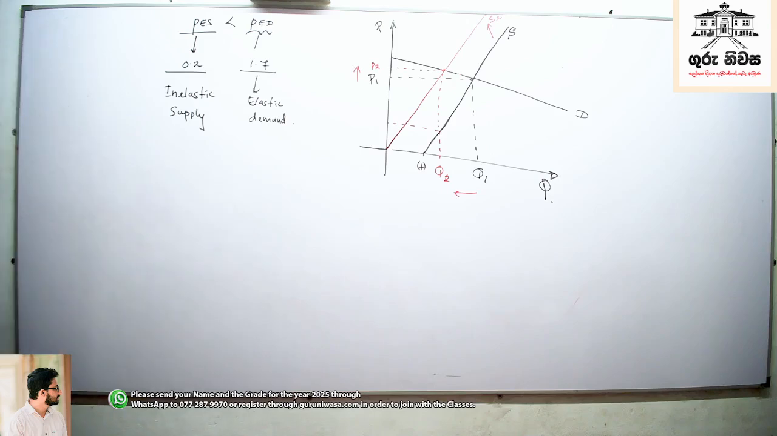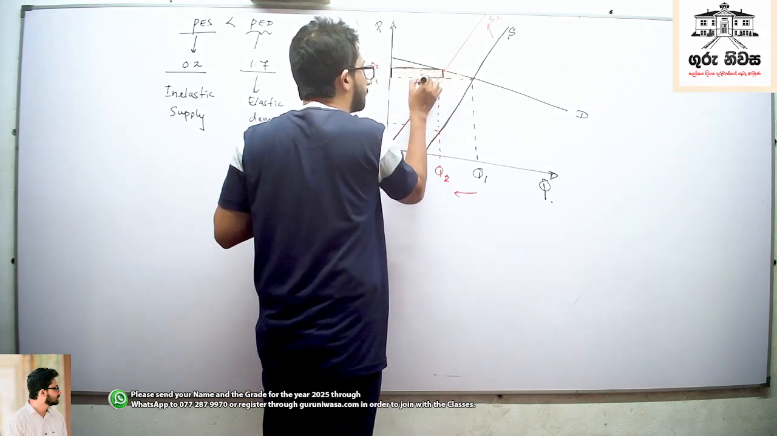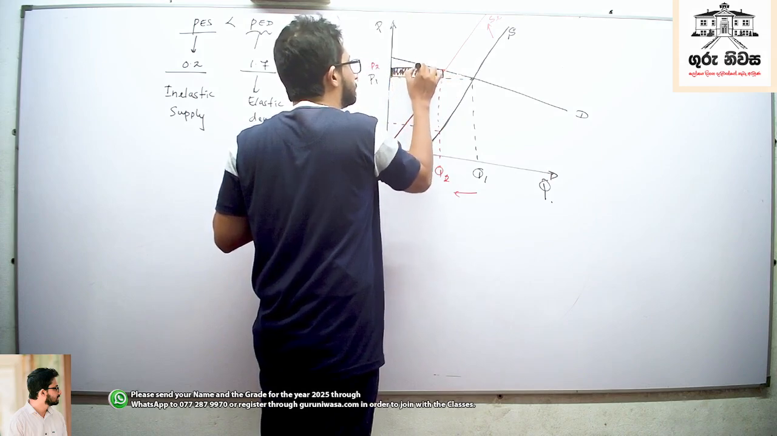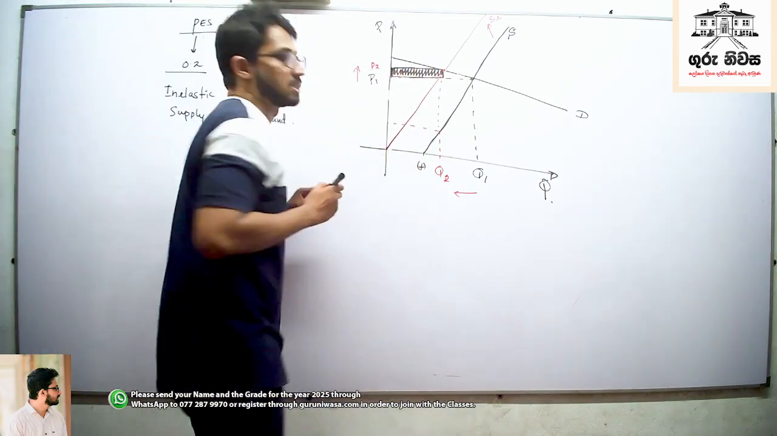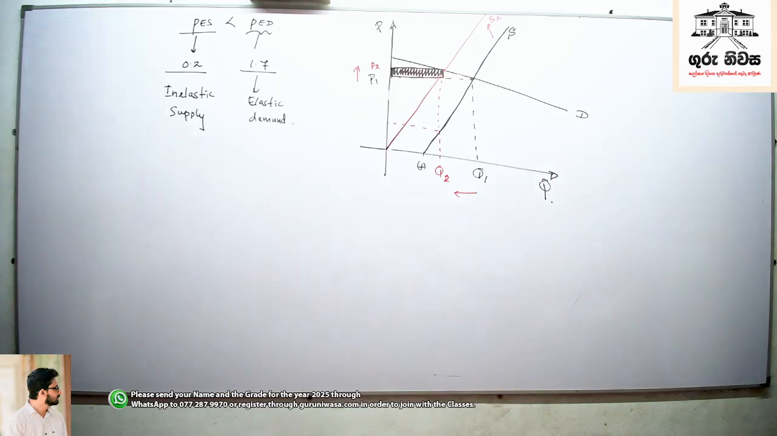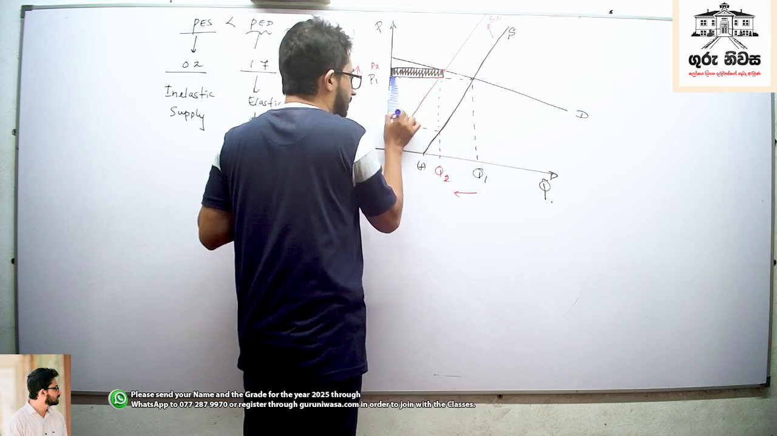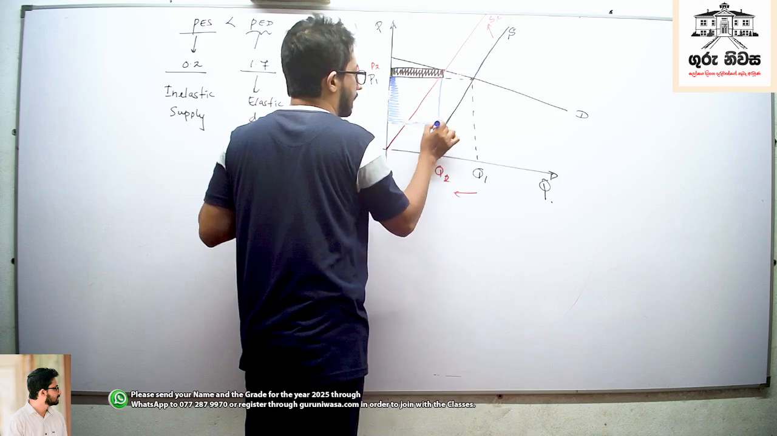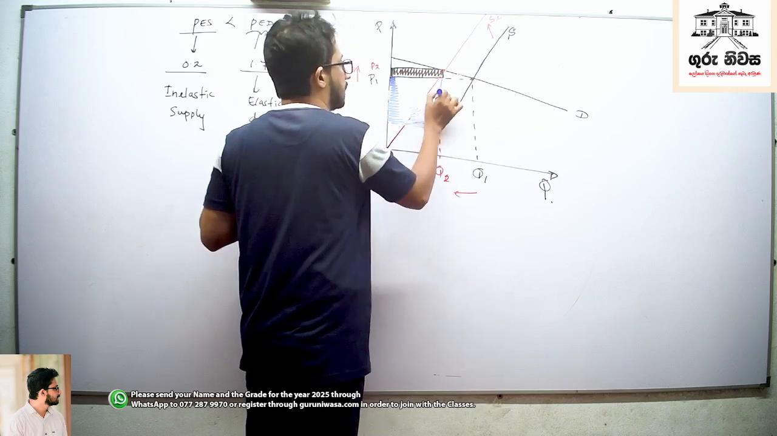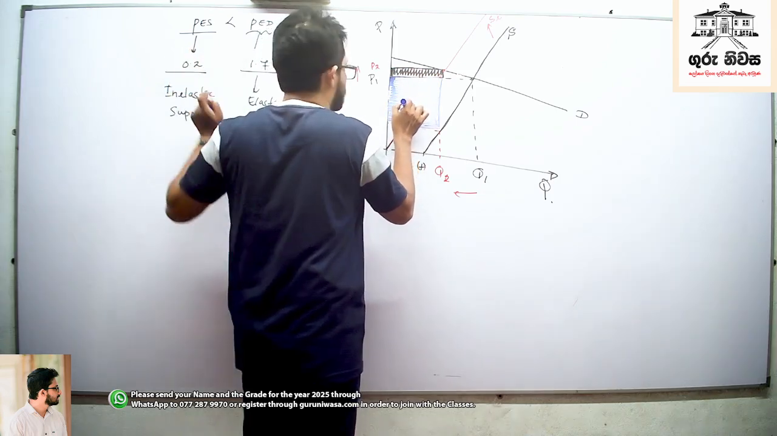Price increases, but by a very small value. This is the consumer tax burden. This big one shows the producer tax burden. Now the producer bears the greater level of tax burden. It's not good for producers. It happens when PES is less than PED.